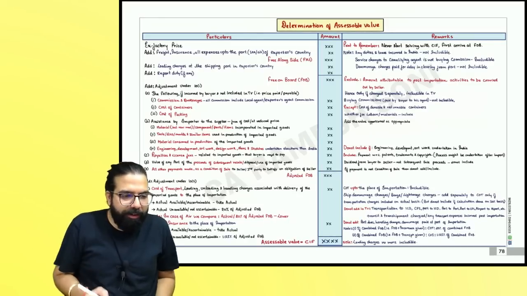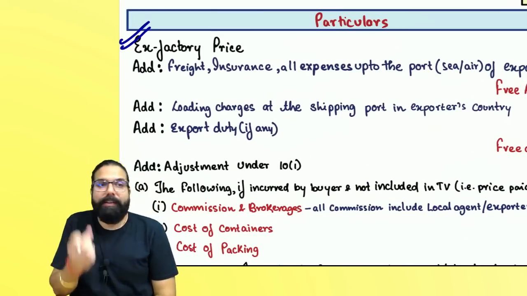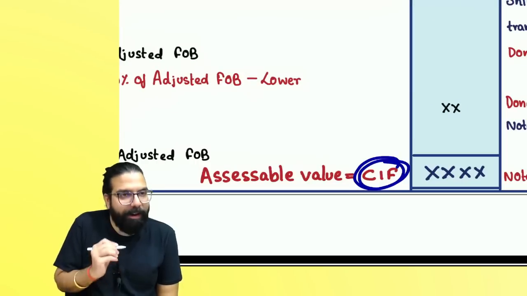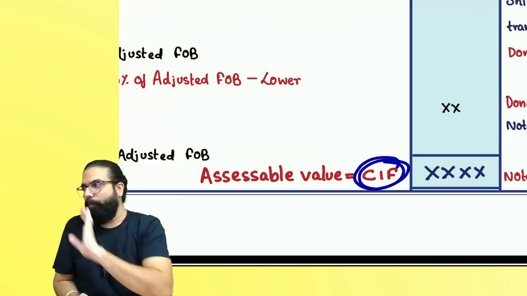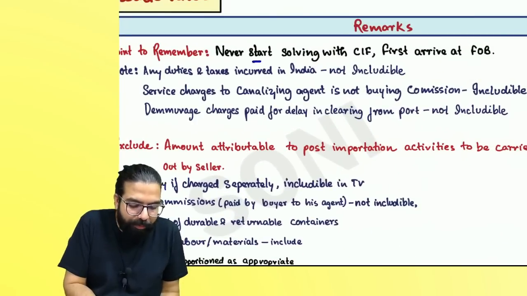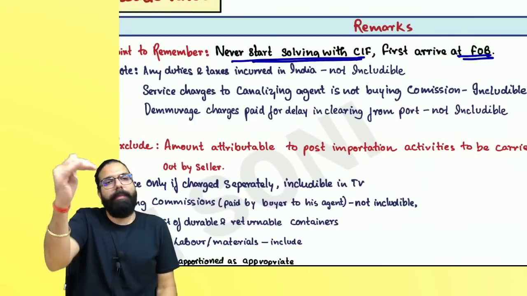Now, determination of assessable value. First of all, when we determine the assessable value, what does it mean, everyone? The CIF value basically is the assessable value, but CIF value adjusted as per section 10.1 and 10.2. Okay, everyone. So in your exam, always remember one thing. First of all, never start solving your question with the CIF. Always first arrive at the FOB and then go ahead and solve your question.